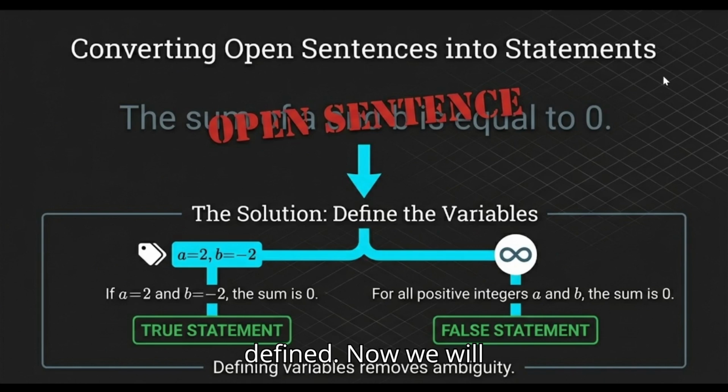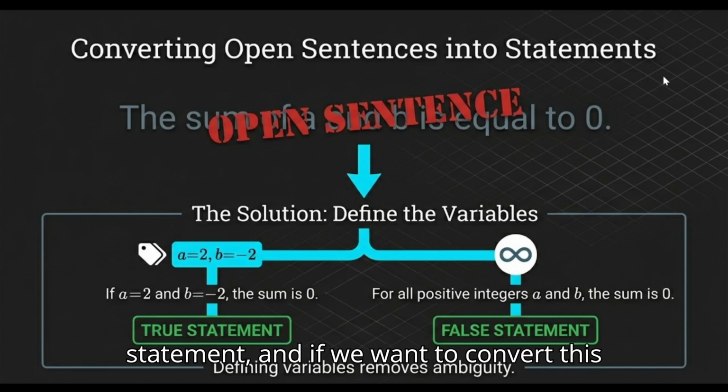Now we will be converting some open sentences into mathematical statements. Consider this open sentence: the sum of a and b is equal to 0. How can we convert this open sentence into a statement? There are two ways to tackle this problem. We can define our variable. Suppose a is equal to 2 and b is equal to negative 2, then their sum will be 0. This is a true statement.